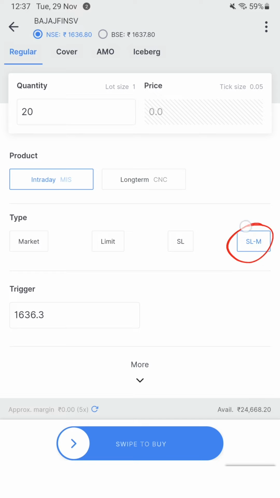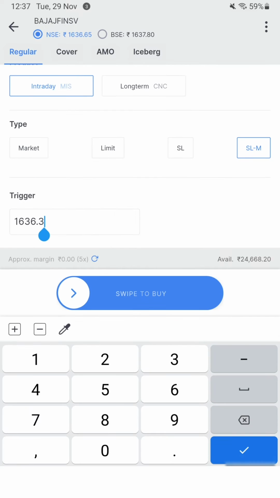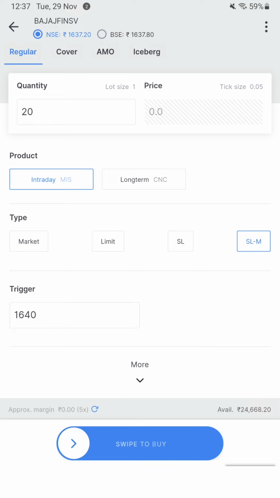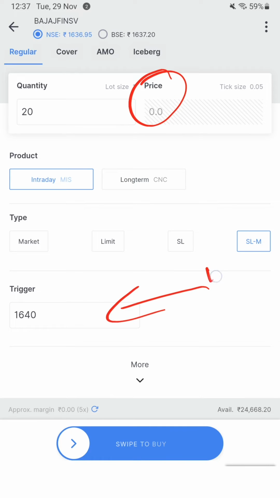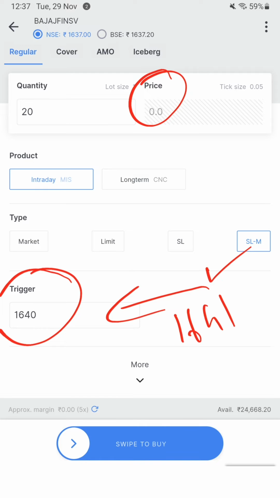But very quickly, in this situation I prefer a stop loss market for the simple reason that if the market has hit 1640, I don't want to decide at what price it's getting sold. I want to quickly sell at whatever the market price is. So whenever the stock price hits 1640, my stop loss will get triggered at the market price, and the price at that point may have gone to 1641 or 1640.1. I do not care about that. I just want to get out of this trade.